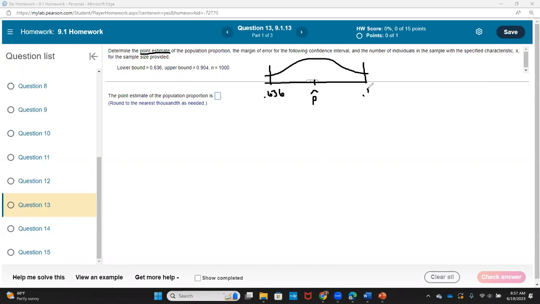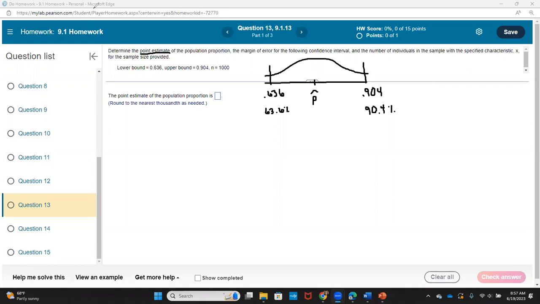For some of these problems, I like to give myself a made up story, a made up context. It helps me. Let's say that in terms of a percent, the lower bound 0.636 is like 63.6%, and 0.904 is 90.4%. Let's pretend we're talking about the proportion of people who own a dog. Maybe we're 95% confident that between 63.6% and 90.4% of the families in some area own a dog.